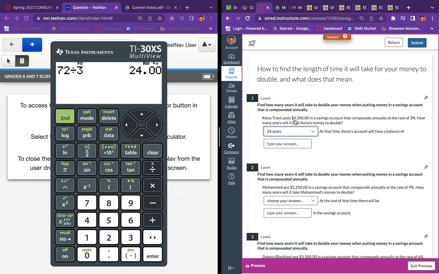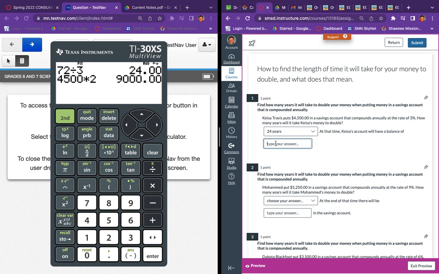So when Keisha puts $4,500 in her savings account and she leaves it there for 24 years, she'll have twice as much money at the end of those 24 years than she started with. In other words, her money is going to double. So she began with $4,500 and she doubles it, she will have $9,000 in the account.